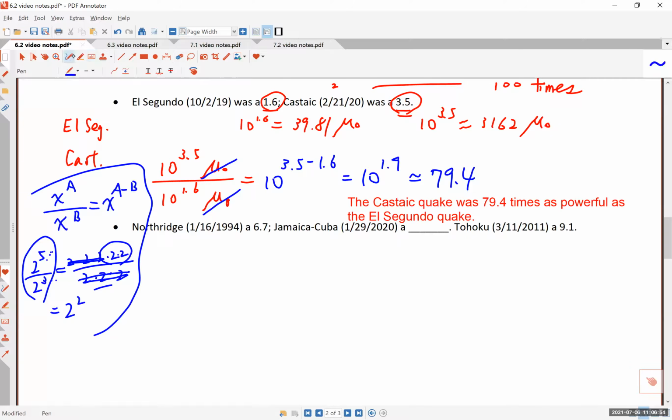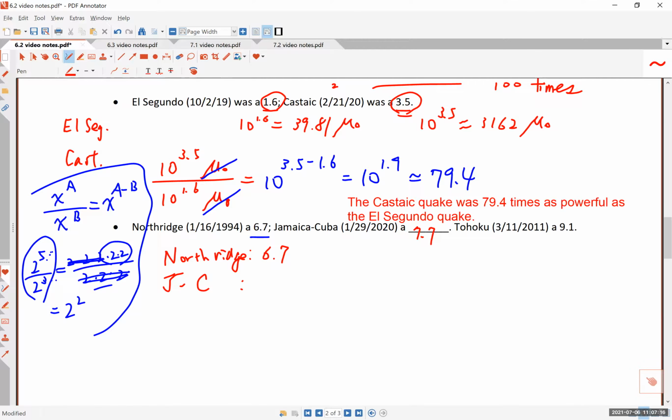Okay, so let's go to the Northridge. Let me go ahead and use red. The Northridge earthquake was a 6.7. Jamaica, Cuba was a, what was that earthquake? That was a 7.7.